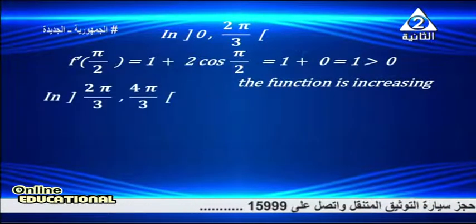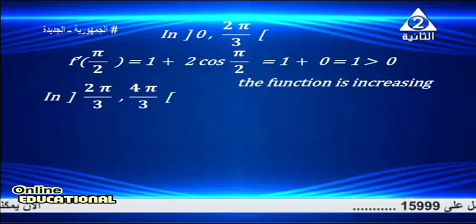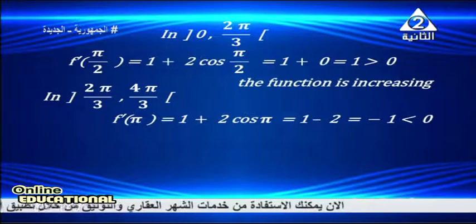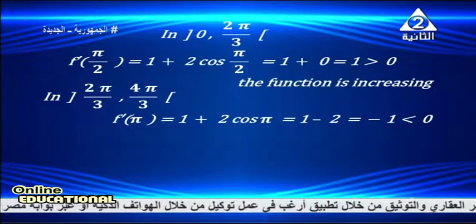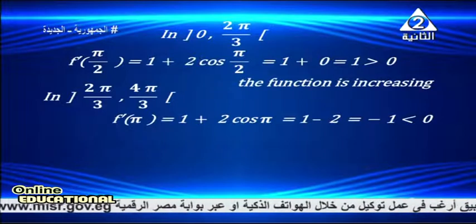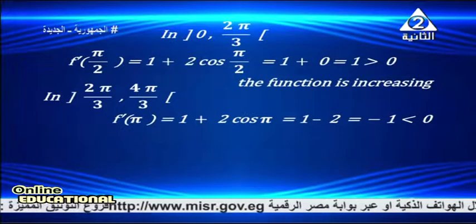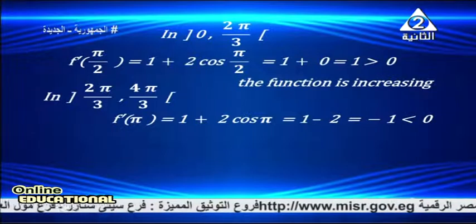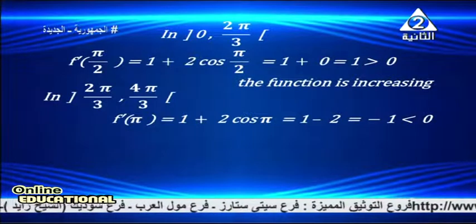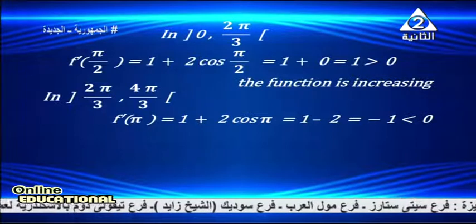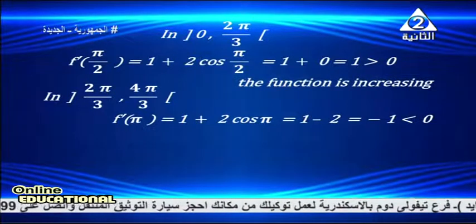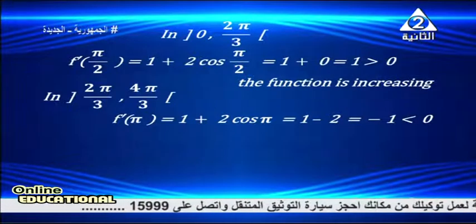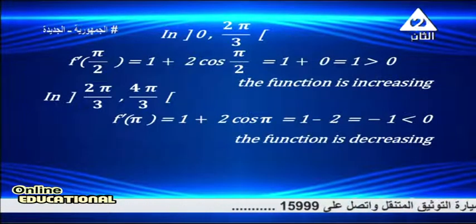In the open interval 2 pi over 3 to 4 pi over 3, we can choose x equals pi. Then f'(pi) equals 1 plus 2 cosine pi, which equals 1 plus 2 multiplied by cosine pi, and cosine pi equals negative 1. Then f'(pi) equals 1 minus 2 equals negative 1. Negative 1 is smaller than 0. Then the function is decreasing in this interval.